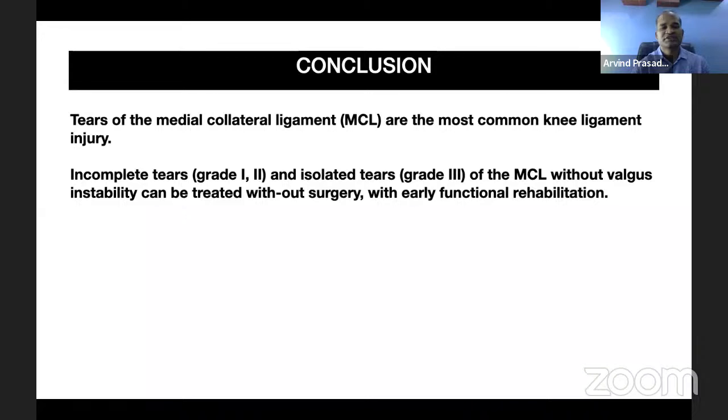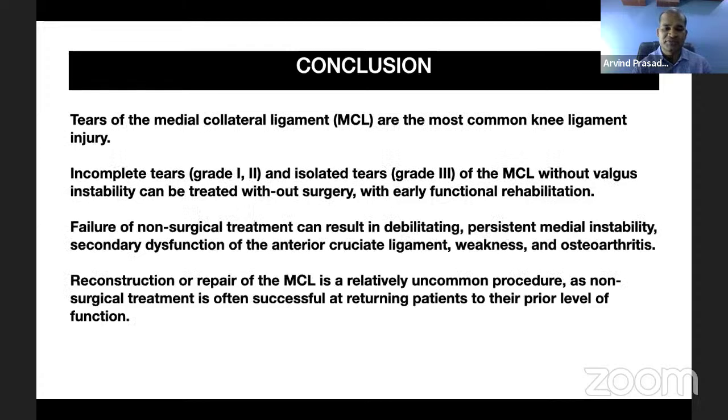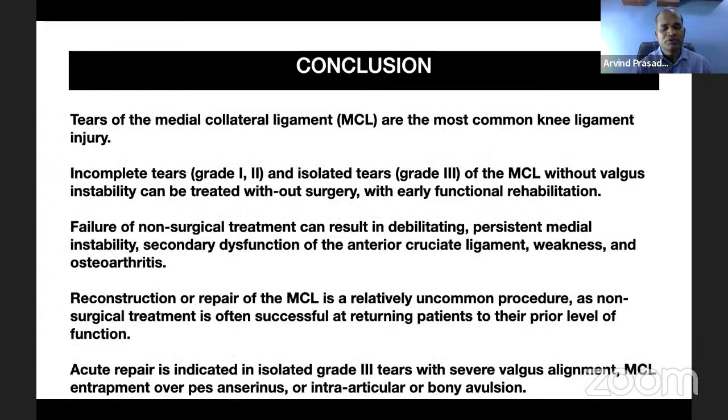So the conclusion is there. Tears of the MCL are the most common injury around the knee. Incomplete tears and isolated grade 3 tears most of the time can be treated conservatively. Failure of non-surgical treatment may require reconstruction of the MCL. And in acute cases, most of the time, repair is the treatment of choice.